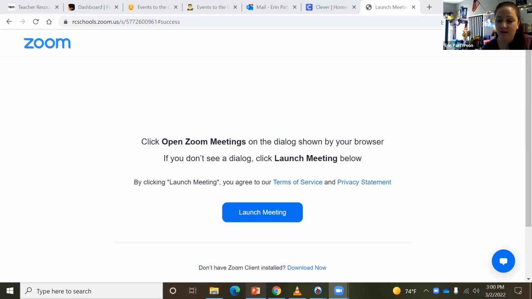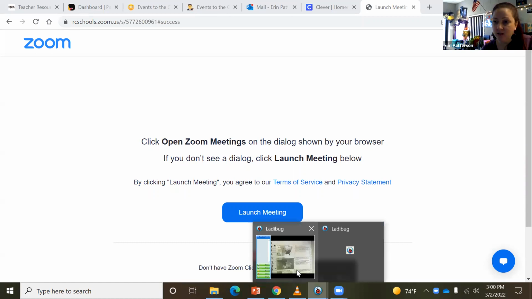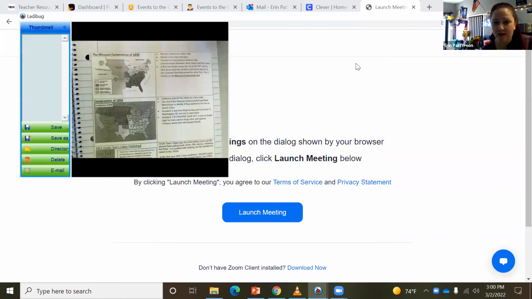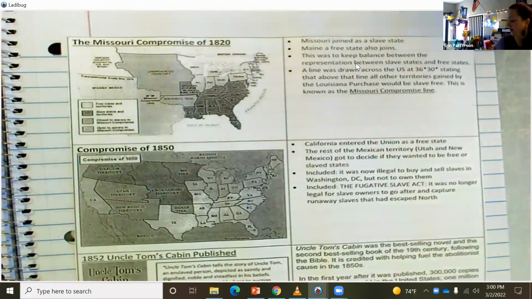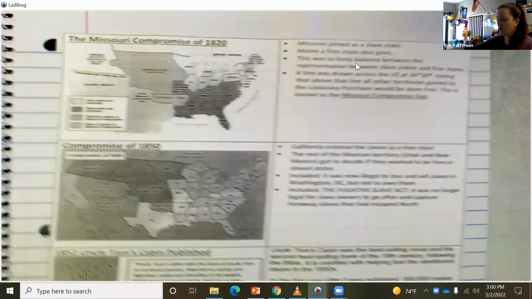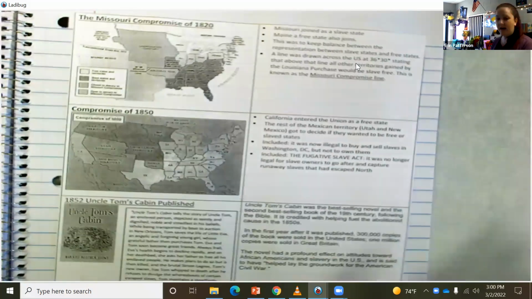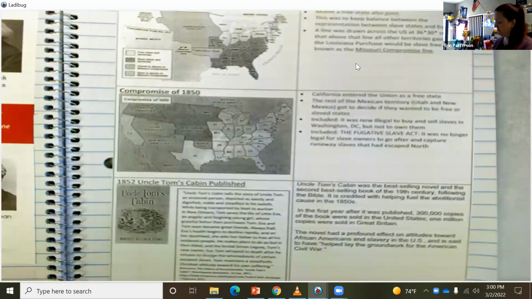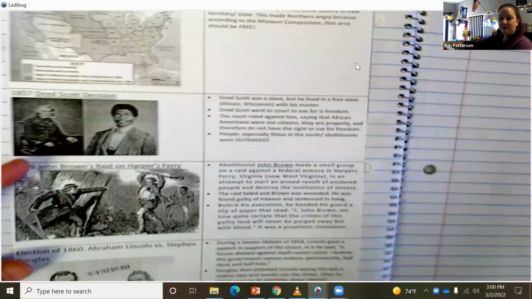We are going to be looking at some events leading to the Civil War today. I hope that you already printed off these notes. It's 2 pages. I went ahead and just glued them in, both of them, so that you got some pictures and the notes so we can talk about some things.